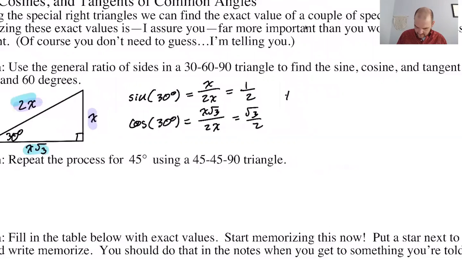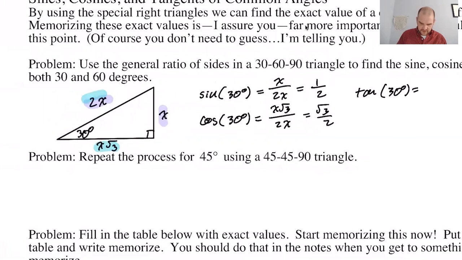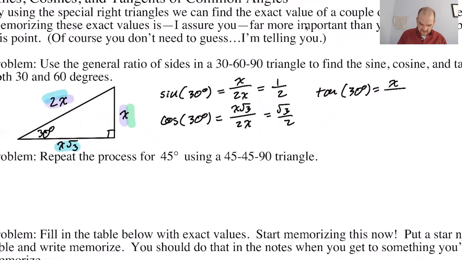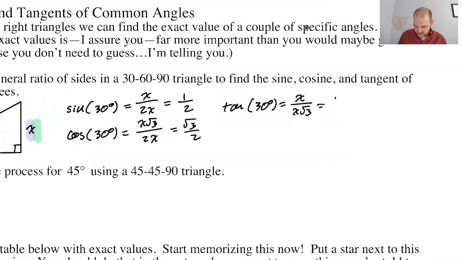And then tangent of 30 degrees. So for tangent, we're going to do opposite over adjacent. So opposite is x over adjacent, which is this x root 3. Okay, so then this one is a little weird. So if I cancel, I get 1 over root 3. But we're actually going to rationalize that. So multiply the top and the bottom by radical 3. So the top by radical 3, the bottom by radical 3. In the denominator, you get radical 3 times radical 3, which is 3. So root 3 over 3. That's how you're going to end up memorizing that.